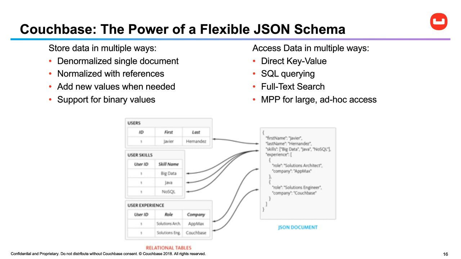On top of that, then we provide data access in a handful of different ways. We have our primary key value lookup. We have our SQL querying, which is our N1QL query language. There is full text search, and then we have our analytics layer, which is built on an MPP architecture for large-scale aggregations and ad hoc unindexed access.